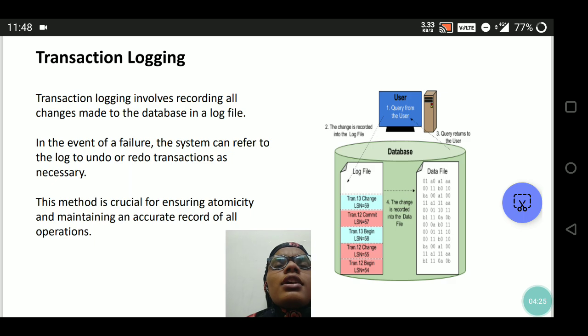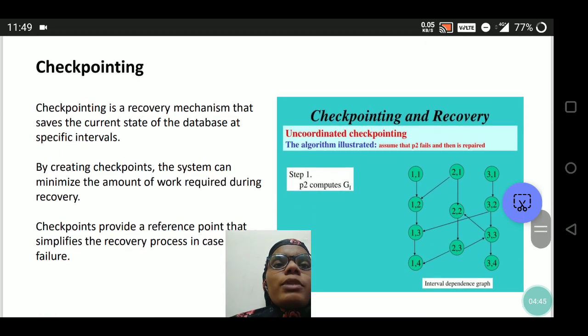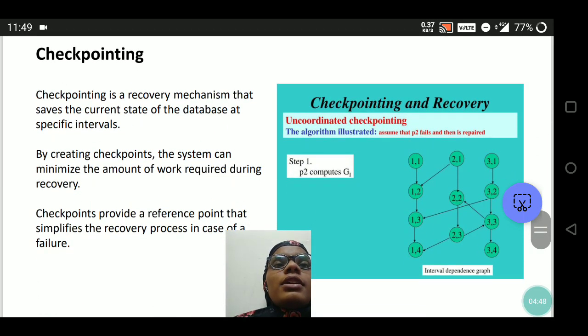This is a database. Transaction logging involves recording all changes made to the database in a log file. In the event of a failure, the system can refer to the log to undo or redo transactions as necessary. This method is crucial for ensuring atomicity and maintaining an accurate record of all operations. Checkpointing. Checkpointing is a recovery mechanism that saves the current state of the database at specific intervals. By creating checkpoints, the system can minimize the amount of work required during recovery. Checkpoints provide a reference point that simplifies the recovery process in case of failure.